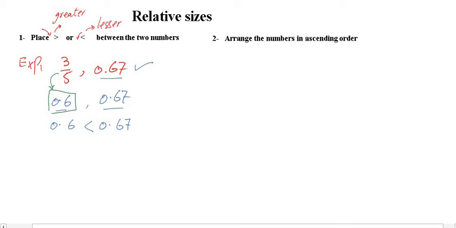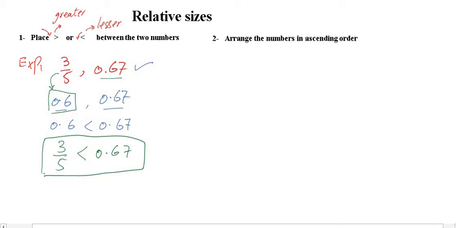Now 0.6 is less than 0.67, so we can say 3 out of 5 is less than 0.67. This is the required order. This is your answer.